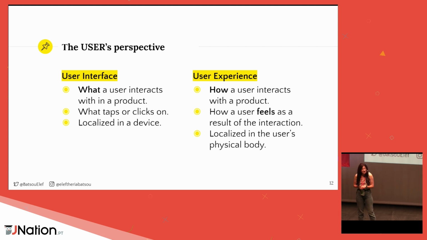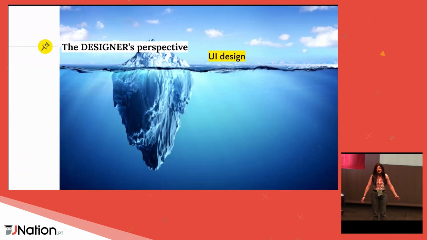But the user experience is how a user interacts with a product, how a user feels when they are using our product, and the whole experience is localized in the physical body. So for example, if I'm having my phone and I'm checking like this and my face is angry, that's my physical body, and you can probably understand that something is wrong with the app. But if I'm smiling and I'm happy, then you can probably understand that something is good with this app.